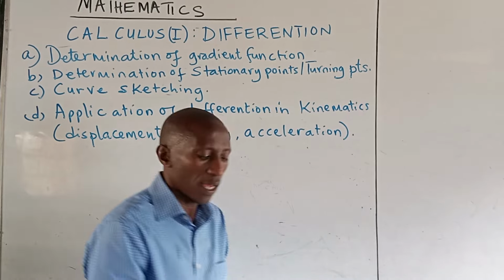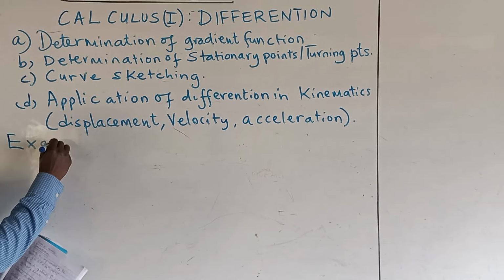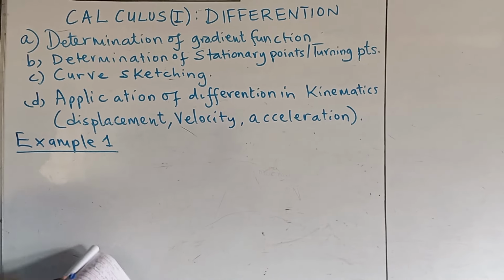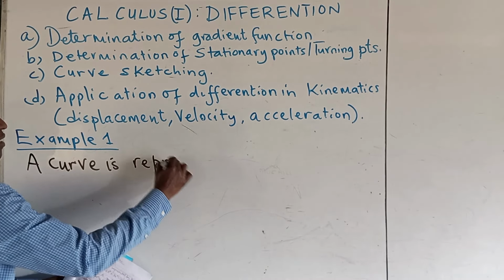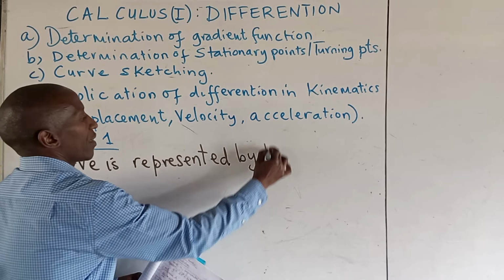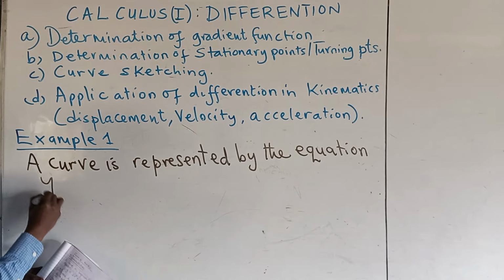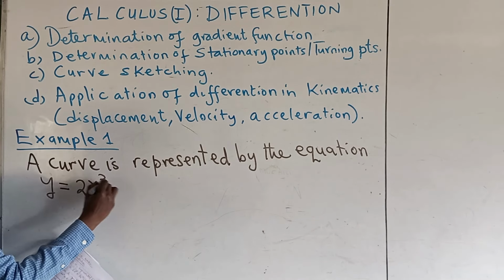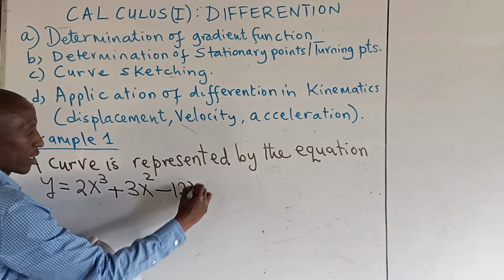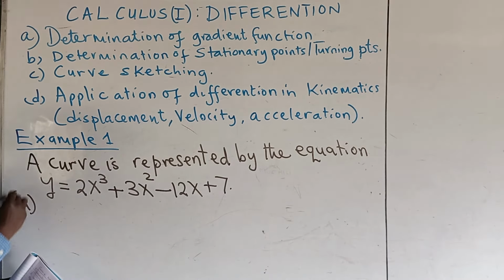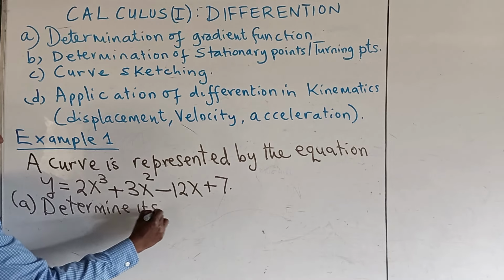In our example one, a curve is represented by the equation y is equal to 2x cubed plus 3x squared minus 12x plus 7. Our questions begin here. A, determine its gradient function.